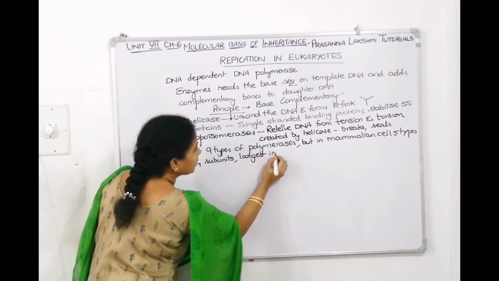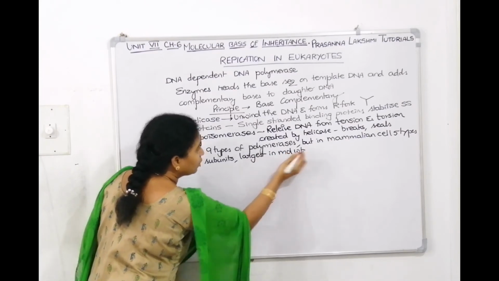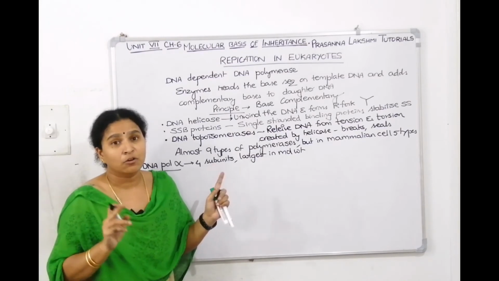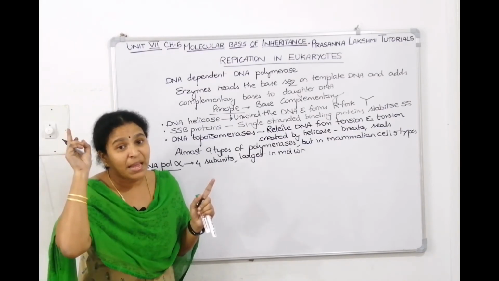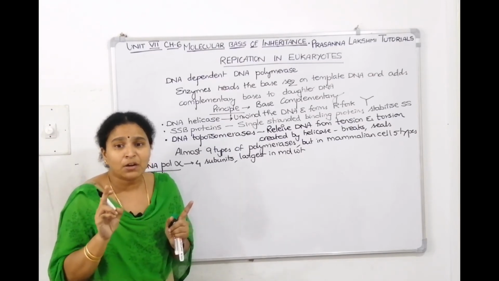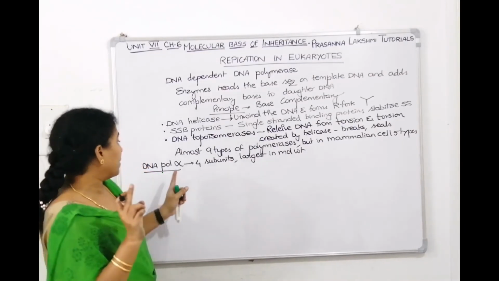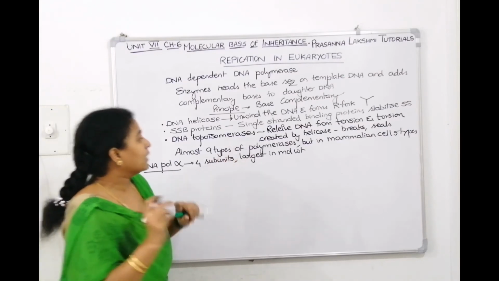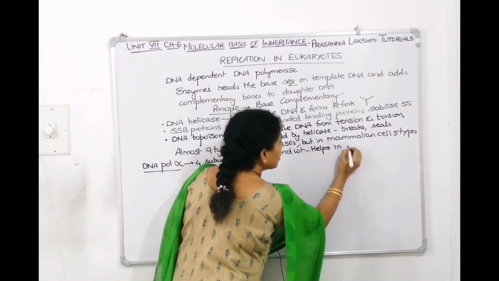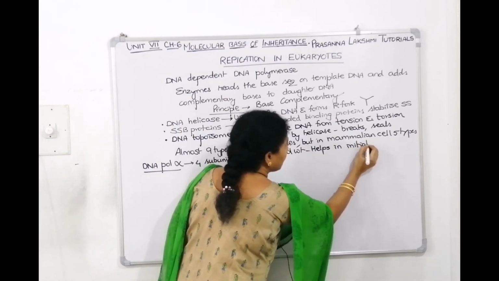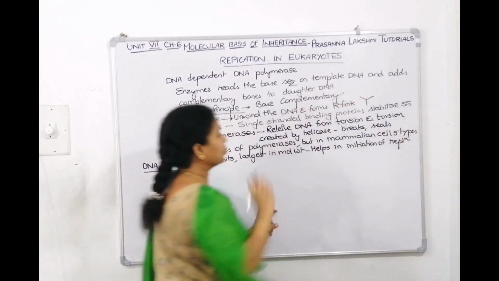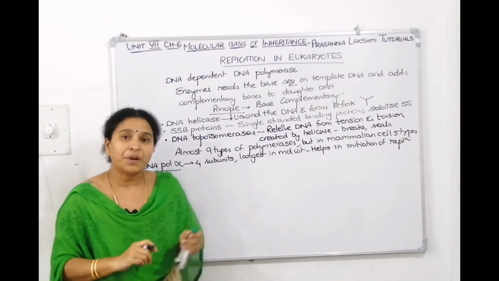It is largest in terms of molecular weight when compared to beta, gamma, delta and epsilon. What will DNA polymerase alpha do? It acts like a primase. It helps in initiation of replication. It is made up of 4 subunits, largest in molecular weight, and helps in initiation of replication.